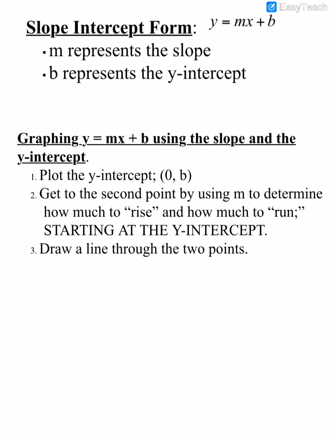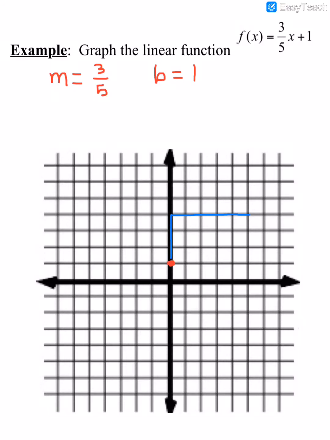So like I said, we plot the y-intercept first. My y-intercept is 1, so on my y-axis, I'm going to go up 1 and put a dot. And then my slope is 3/5. So from that dot, I'm going to rise 3 and run 5. Okay, and then I would put another dot.